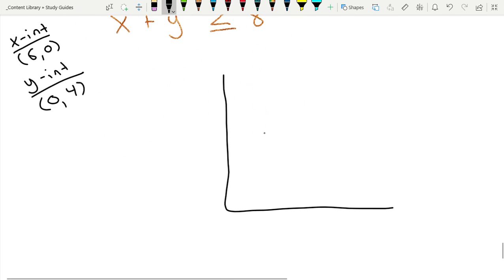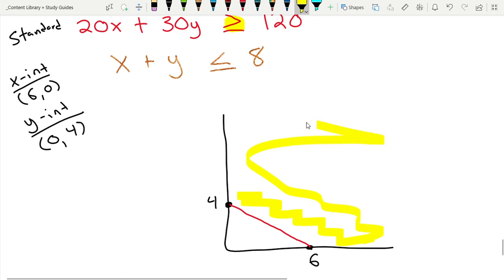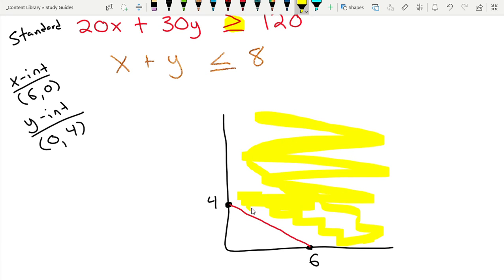So now you can do your first graph. Actually, the x-intercept is at 6. So this is 6. The y-intercept is 4. Take a look at my line. It's solid, so that means it's going to be a solid line. Then I do my shading. I'll do it in yellow. This says y is bigger. So if you want to get bigger y's, you would have to go above your line. So everything above the line are where your solutions are.